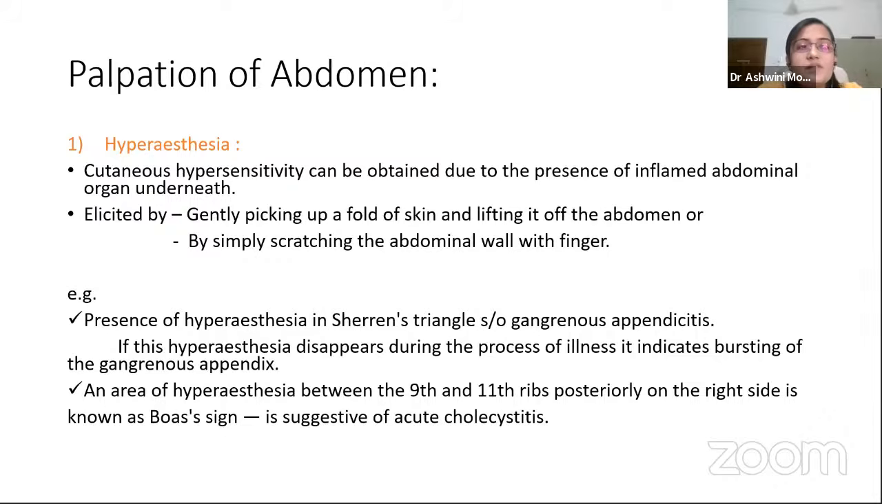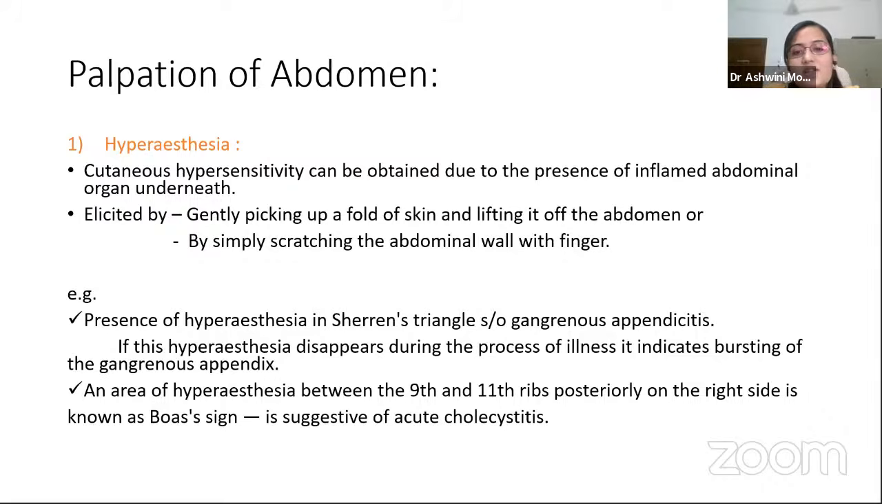First is hyperesthesia. In any abdominal case, the patient might have an inflammatory condition, and that can create changes over the abdomen that cause pain. So cutaneous hypersensitivity will be there, and this can be checked by scratching the abdominal wall with the finger, or gently pricking a fold of skin or lifting it off the abdomen. The patient will have pain while doing this. So we can see the area of hyperesthesia by this test.